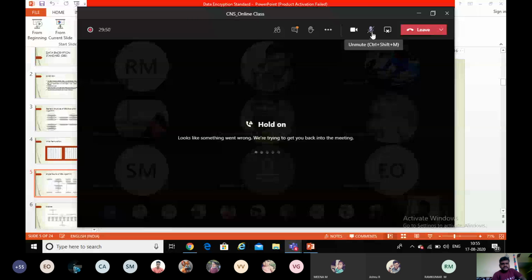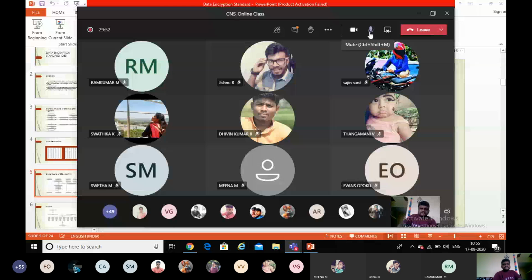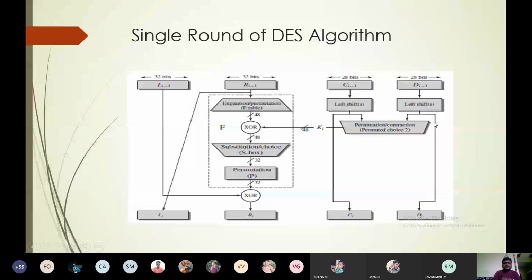Okay, so coming back to this single round, just imagine that this is the process that is going to be done in round one. So what is the process? Now I got 64 bits. I can segregate that 64 bits into two parts, 32 bits and 32 bits. That 64 bits of plain text is segregated into two things: one is 32 bits and another one is 32 bits. I can name them left and right, L(i-1) and R(i-1). Now just leave that L(i-1) as it is.